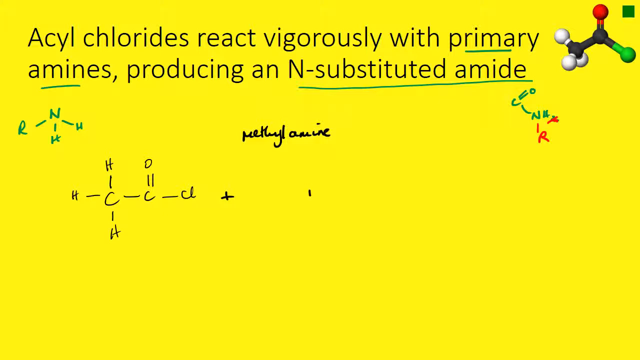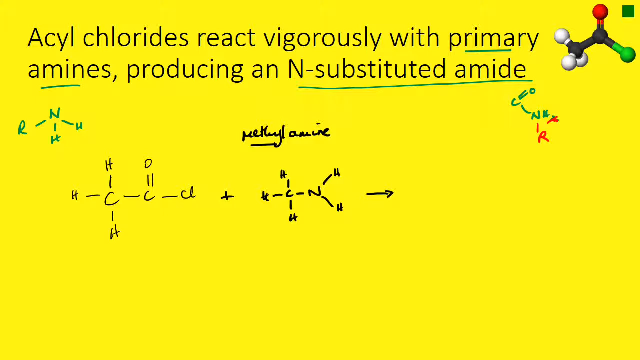All right. So I've told you that an amine has an NH2 group. So let's draw an NH2 group like that, and instead of one of the hydrogens, it's got an alkyl group. In this case, our alkyl group is a methyl group, so we can draw our methyl group like so, and that's our methylamine. And so when they react together, you're going to get N-methyl ethanamide.